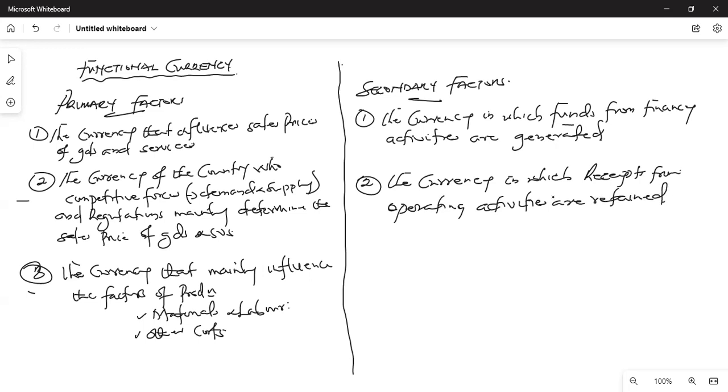Okay, so there are some companies in Ghana, immediately that they get the cedis, they don't keep the money in cedis. They convert it into dollars, because the currency within which they retain their receivables, their cash and everything is actually dollars. Even though they collect cedi, they turn it into dollars. So the currency in which they retain the monies they have received from their operating activity then becomes the functional currency.